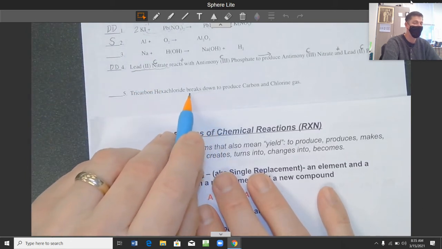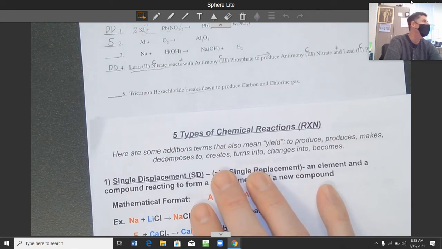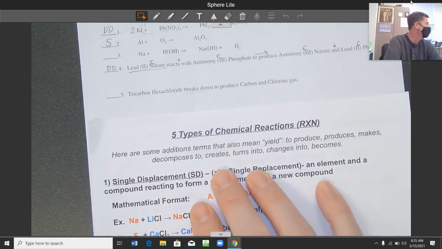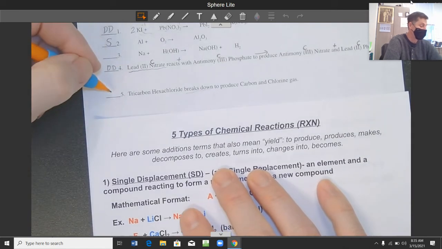What does the word breaks down mean? What's another way to say breaks down? A tree falls down in the forest. What's it ultimately do? It decomposes. It decomposes, right? So what reaction type would that be? Decomposition. Does that make sense? Yeah, just based on the word.